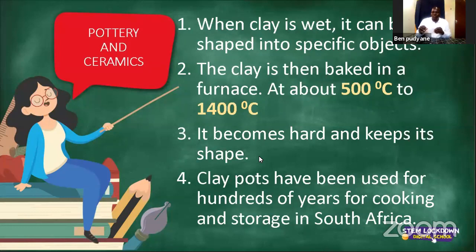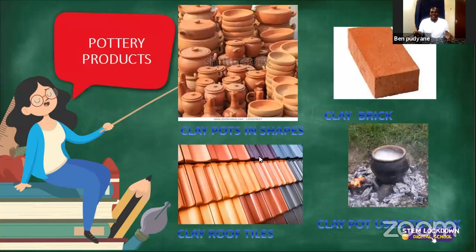So you can also make different products. Like for instance, on the next slide, we have different types of pots. We have bricks, the clay bricks to make buildings. We have the tiles for the building. You see that other pot.